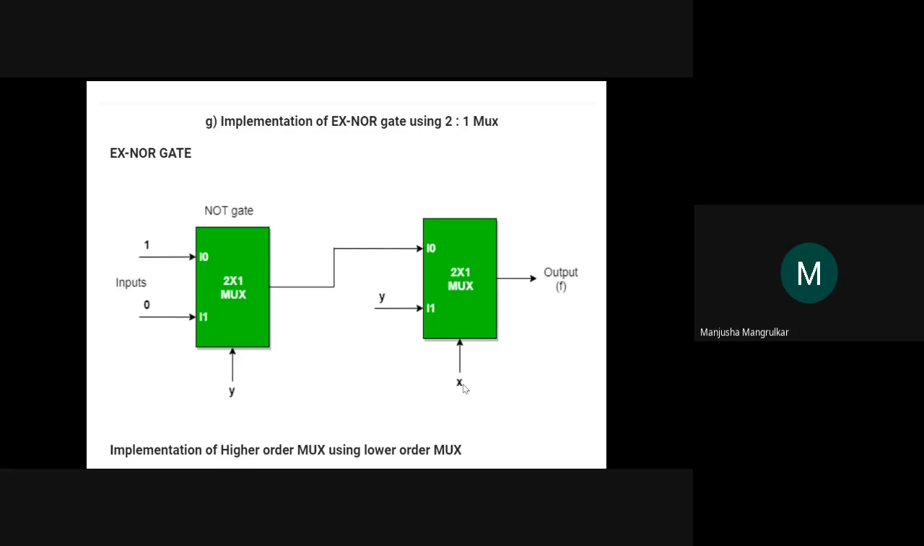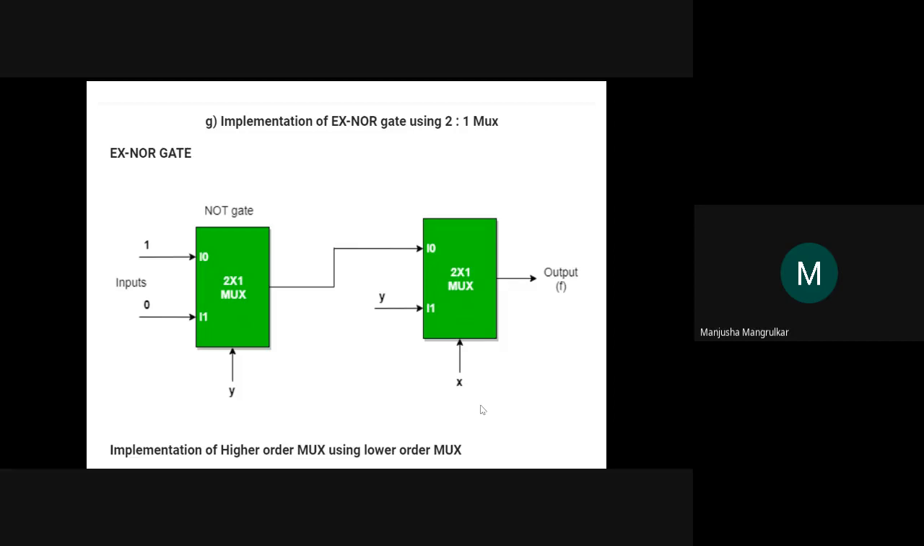We'll see. X is equal to 0, Y is equal to 0. X equal to 0 means this signal, Y equal to 0 means this signal, so 1 will come here, and this 1 will be the output. So now we can say that if X is 0 and Y is 0, the output will be 1.